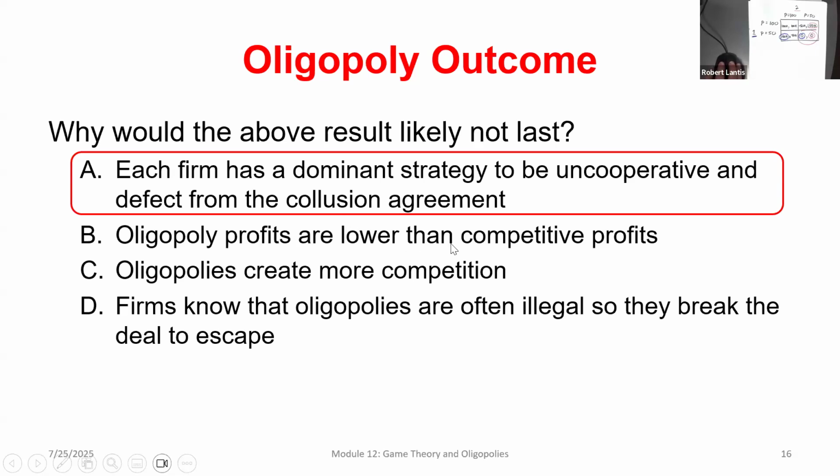So it's not necessarily that the profits will be lower than the competitive. They'll end up being exactly the same as perfectly competitive profits. It doesn't create any additional competition. It's just that each individual has an incentive to be the one that breaks that agreement. And then firms knowing all the offers are illegal, so they break the deal. That's not the reasoning behind why. It's because we have this dominant strategy in this game that these two firms are playing. Okay.